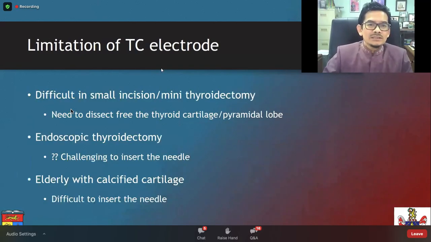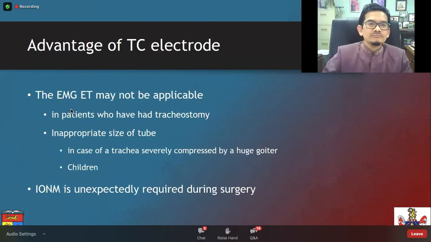But there are also limitations of this method. It's a bit difficult if you're using a small incision or minimally invasive approach, or you are doing a mid-axillary procedure. You need to dissect through to the thyroid cartilage in order for you to be able to insert the needle. Or if you are doing endoscopic thyroidectomy, it's quite challenging to insert the needle into the cartilage. I found that in some elderly people who have calcified cartilage, it is a bit difficult to insert the needle.